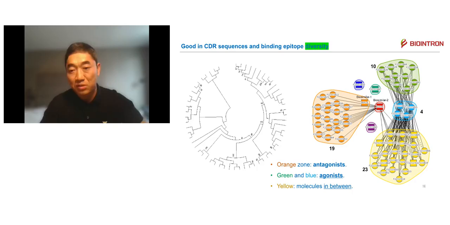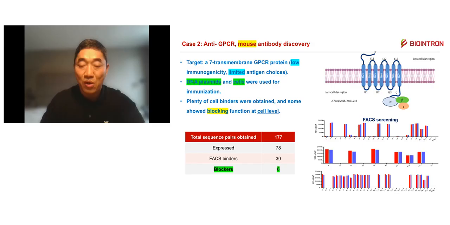In many cases, even though you just need hits from the orange zone, say you only need an antagonist, in your early stage you might have to use some agonists or neutral ones for comparison, to make sure the functional antibodies are really the ones you want. This is the first case.